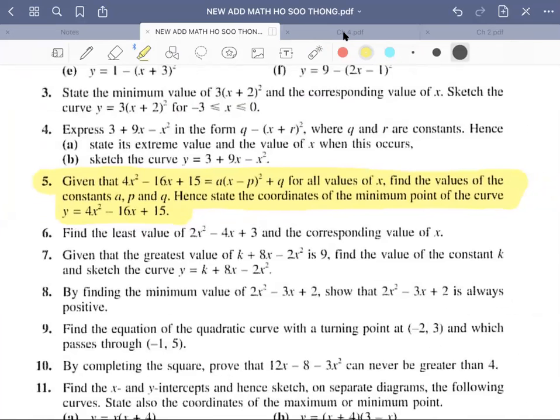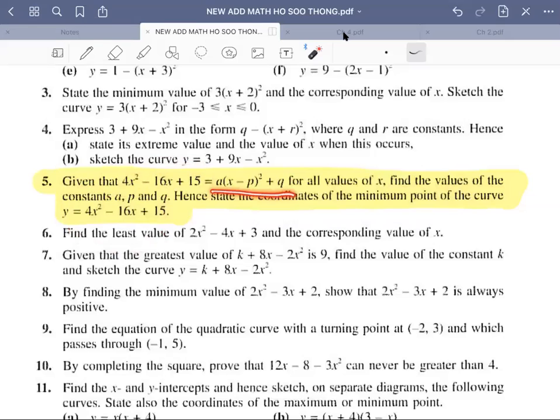Okay, so for number 5, given that 4x squared minus 16x plus 15 is equal to a times (x minus p) squared plus q, for all values of x, find the values of the constants a, p, and q. That means a, p, and q are just numbers. Hence, state the coordinates of the minimum point of the curve y is equal to 4x squared minus 16x plus 15.